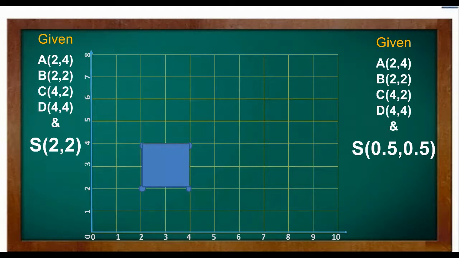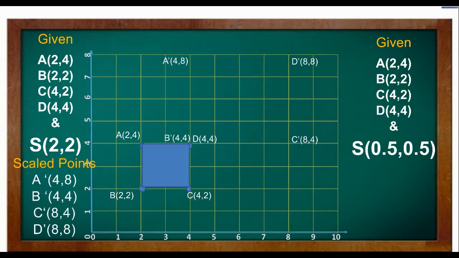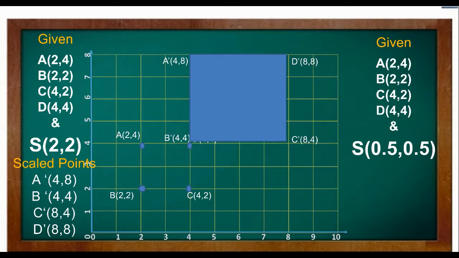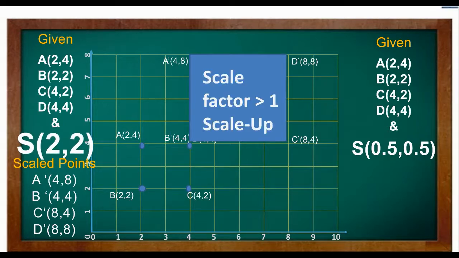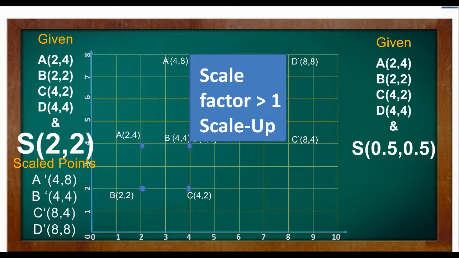Here we have two set of things. So given A, B, C, D, if S of 2 comma 2, the scale factor is 2 comma 2, then we see the object is doubled in size. We call this one as scale up. That is, if the scale factor is greater than 1, then we call it as scale up, that is zoom in, enlarging the image.